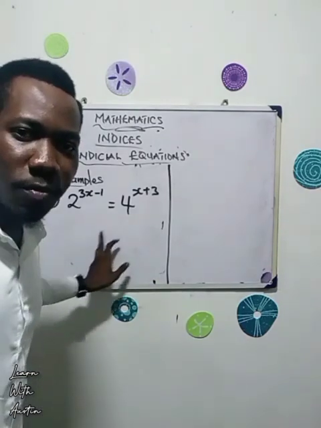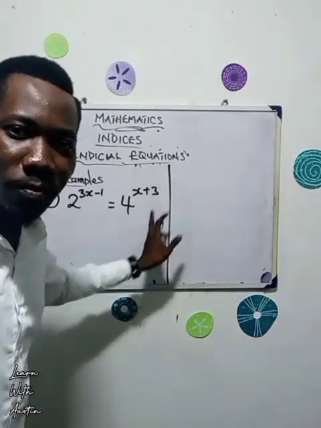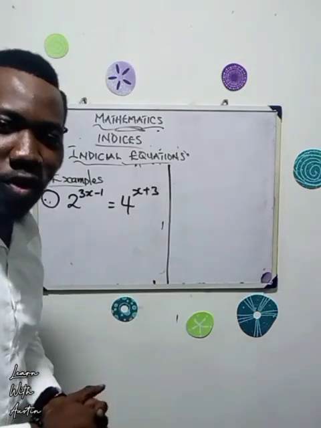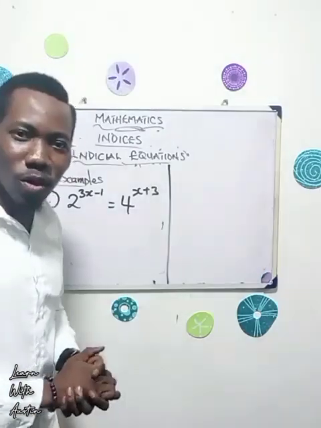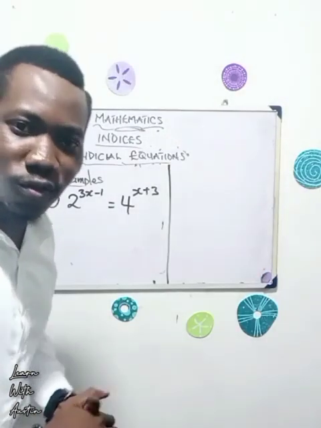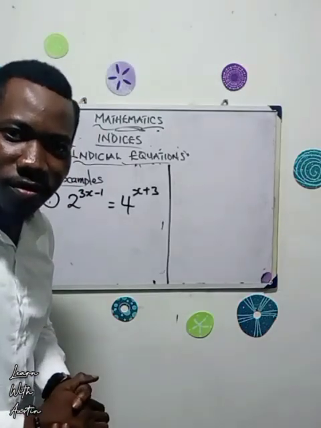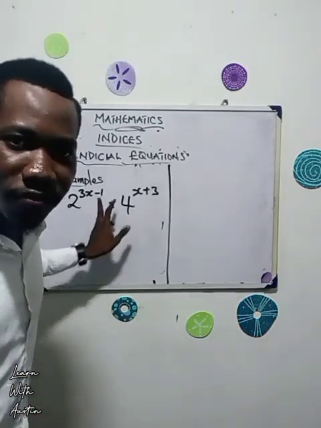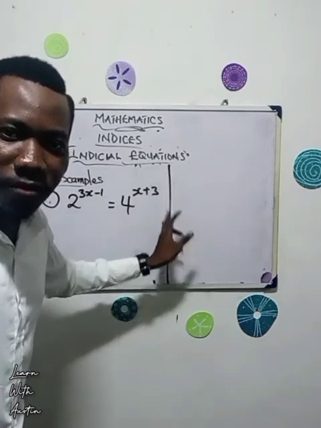So 2 raised to the power of 3x minus 1 equals 4 raised to the power of x plus 3. You come in, you meet people doing something and you say you want us to do what you want to do. Really, does that make sense to you? Is that wisdom or what? 2 raised to the power of 3x minus 1 equals 4 raised to the power of x plus 3.